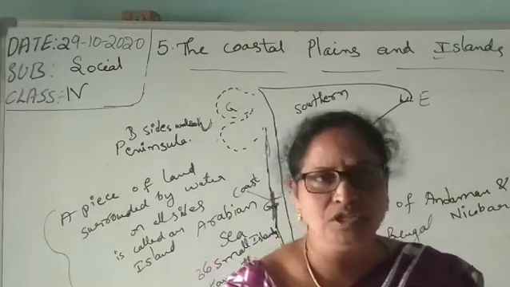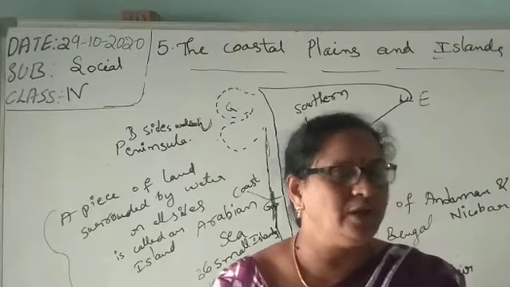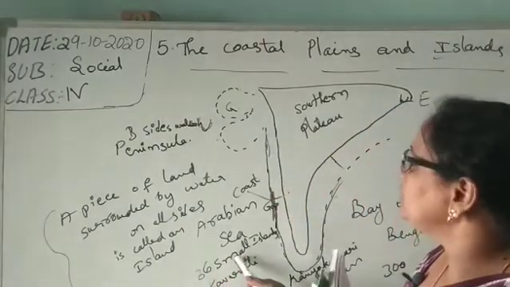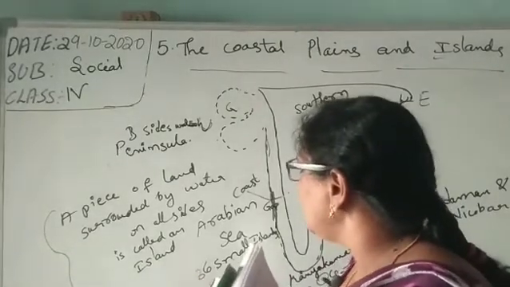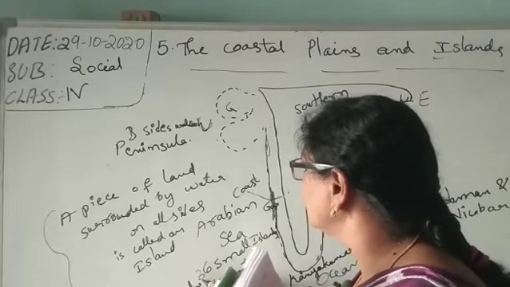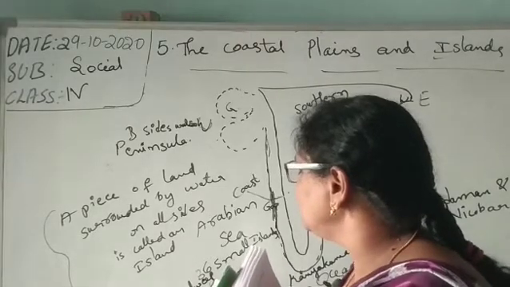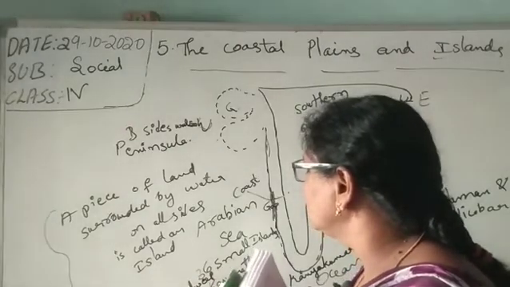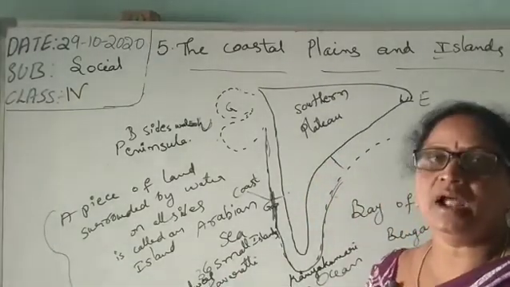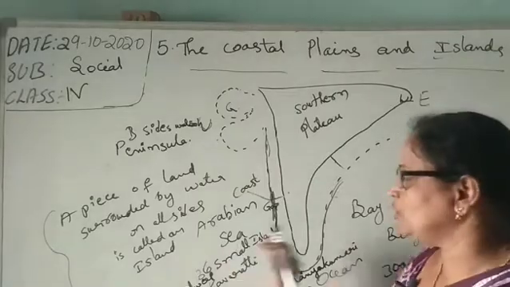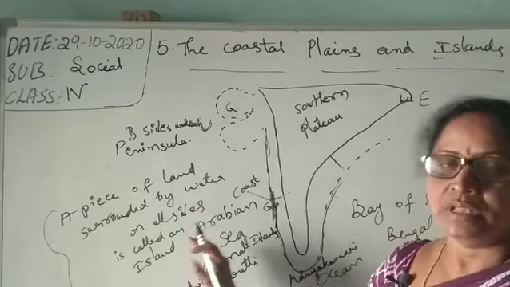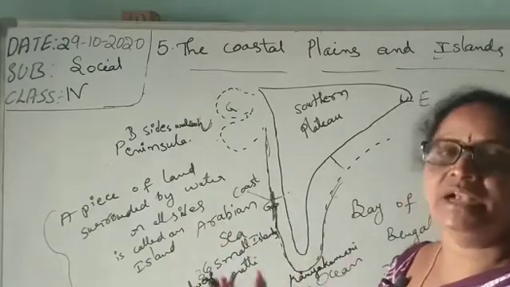India has a large number of islands. The two main groups of islands: one is the Lakshadweep Islands in the Arabian Sea, and in the Bay of Bengal there are the Andaman and Nicobar Islands. These are the two groups of islands located in our India. These are India's islands.